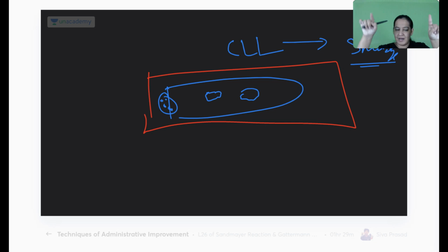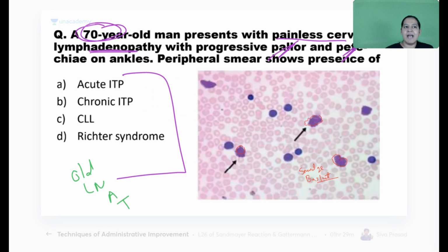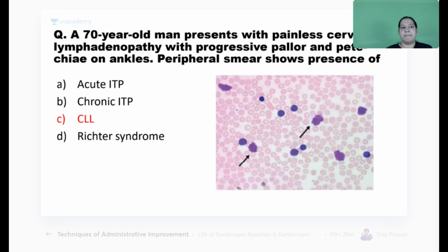Because of fragility, their margins become crenated. Can you see? These are lymphocytes whose margins are like this. These are known as smudge cells or basket cells. The answer here is CLL. Give me a thumbs up. So that is smudge or basket. Can you see the cells here?